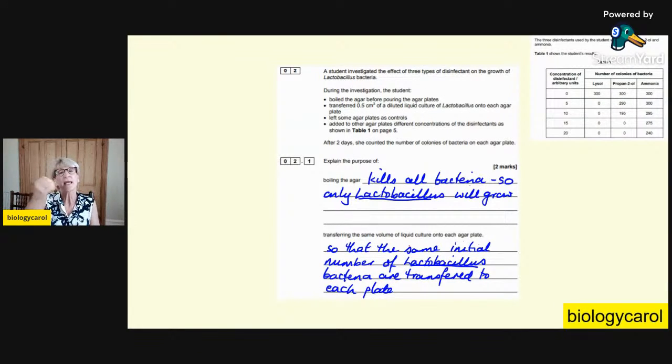We are in effect inoculating each agar plate with the same volume of bacteria. Well, that's so that each agar plate has the same number of lactobacillus bacteria on it.